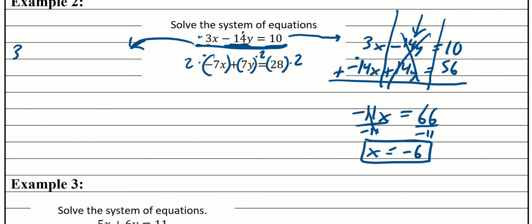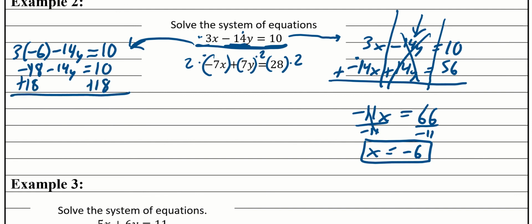So I have 3x minus 14y, so 3 times negative 6 minus 14y equals 10. And just like before, let's solve. So 3 times negative 6 would be negative 18. And then minus 14y equals 10. Next step, add 18 to both sides. I'm getting numbers on one side, so I have negative 14y. Don't forget this negative here. A lot of you guys like to not bring that down. So negative 14y equals 10 plus 18, which is 28. And then last step here, divide by negative 14, which means our answer is going to give me negative 2.